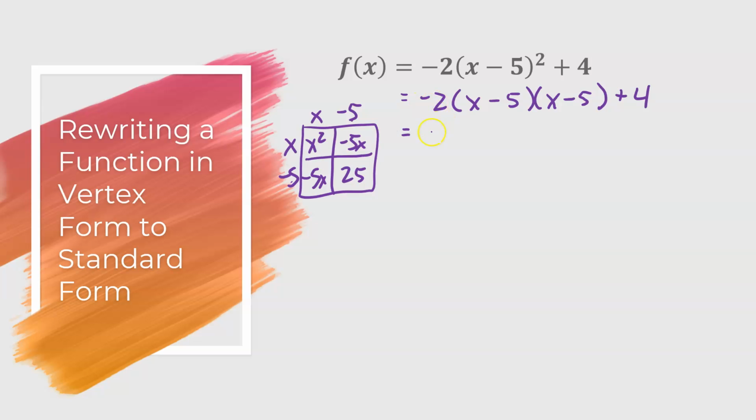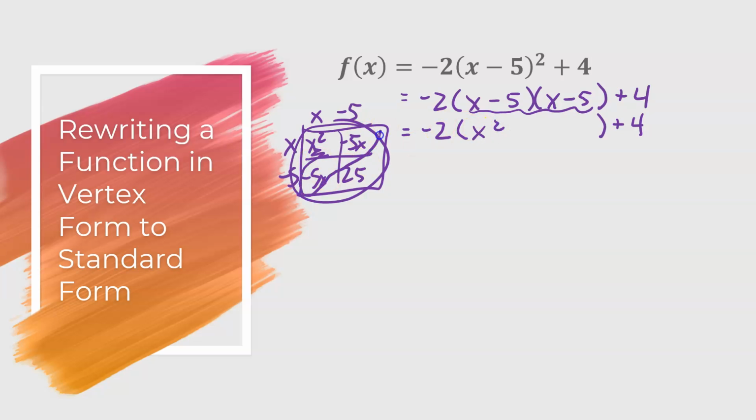The reason for that is I like to rewrite it right underneath. Remember, that -2 comes straight down. The plus 4 comes down. And I'm replacing x minus 5 times x minus 5 with what I get when I add these together. Okay, I combine like terms. I have x squared. I have a -5x minus 5x, which is -10x, plus a 25.